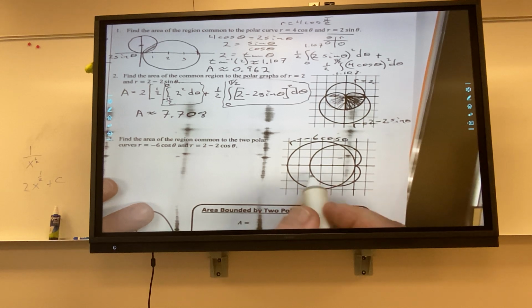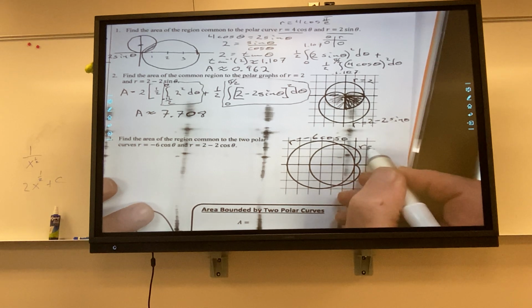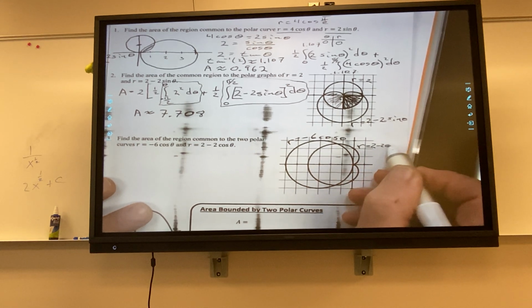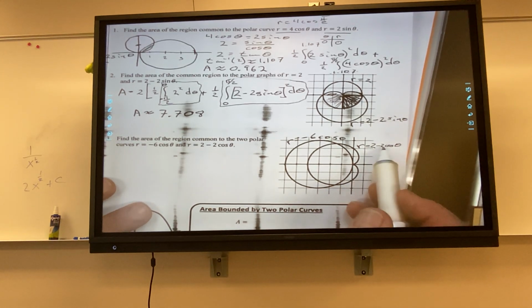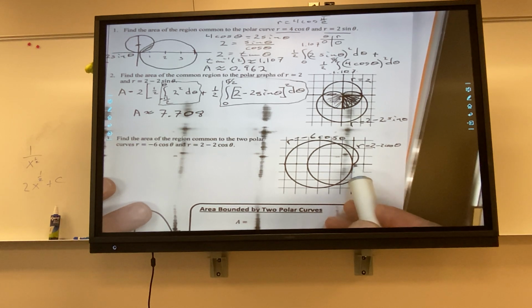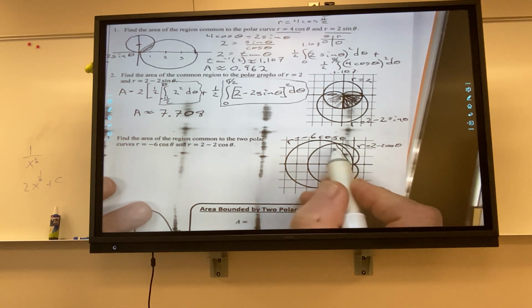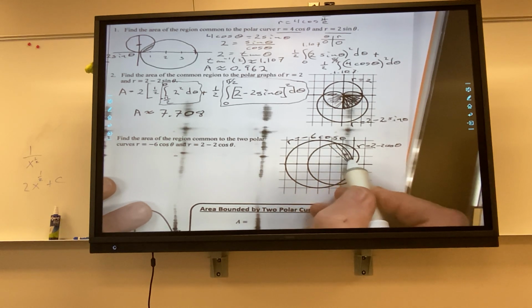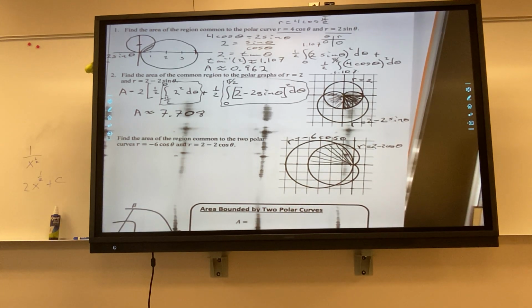And then you have this inner cardioid right here, and this is going to be r equals 2 minus 2 cosine theta. Again, when I'm at 0, I'll have 2 minus 2, which is 0. And so the region that's common to both of them is this region. And again, I am just going to figure out the area of the top half and multiply it by 2.